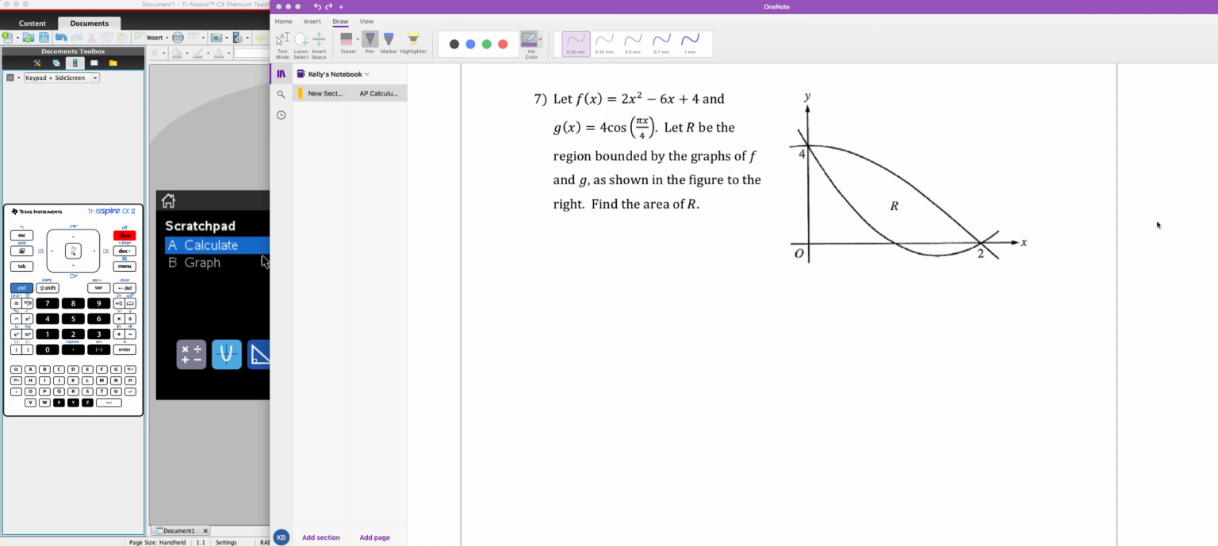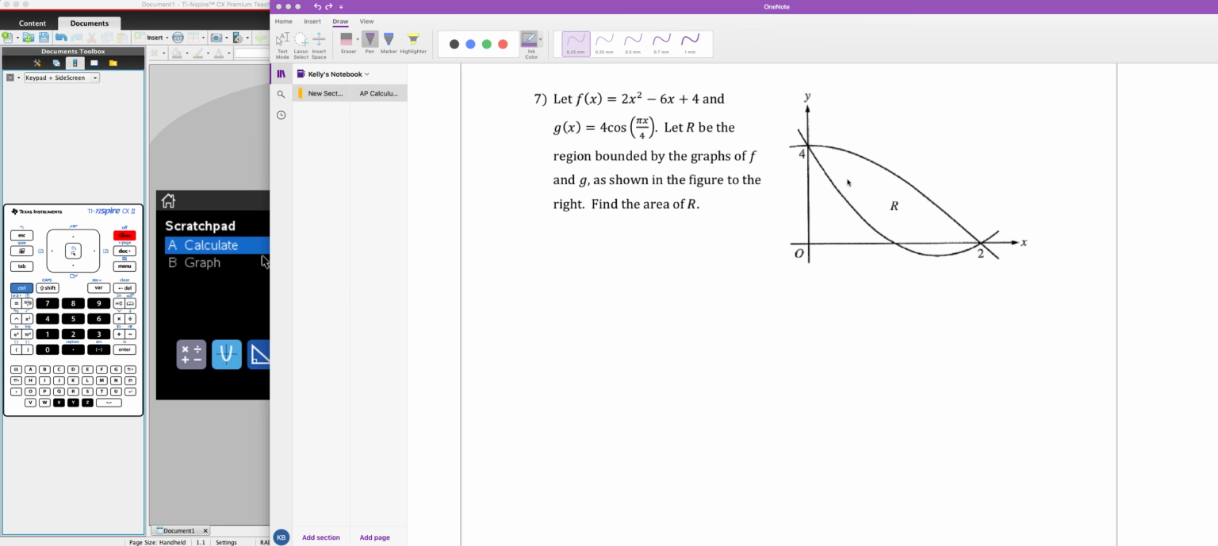So we have a graph this time, and they gave us two functions. f of x is 2x squared minus 6x plus 4, and g of x is 4 times cosine of pi x over 4. And they say R is the region bounded by the graphs of f and g as shown in the figure to the right. Find the area of R. This is an old AP problem. This is how you are going to see them phrased.